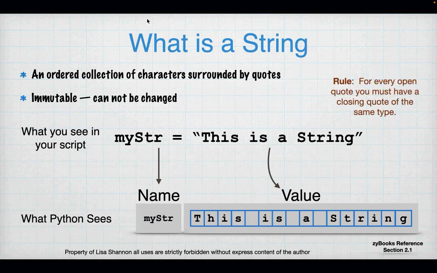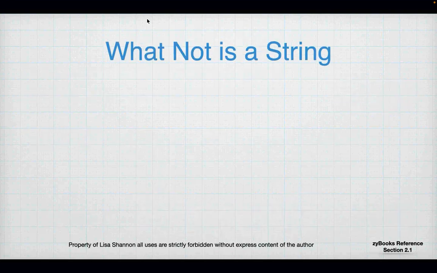So, a rule, something that everybody's going to have to remember, is that for every open quote, you must have a closing quote of the same type. So if I open with a double quote, I've got to close with a double quote. If I open with a single quote, I've got to close with a single quote. Now, there are no differences in the quotes in Python. A single quote and a double quote behave the same, but you have to have them balanced. You have to close with the same kind of quote that you open with.